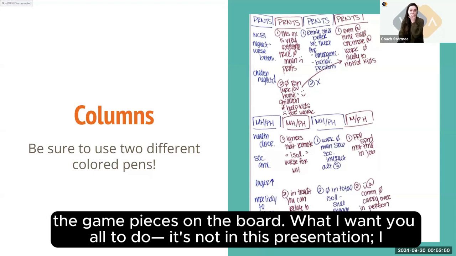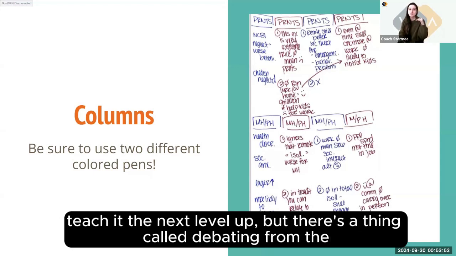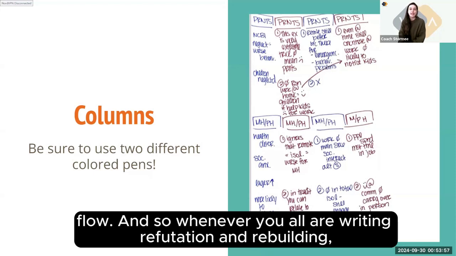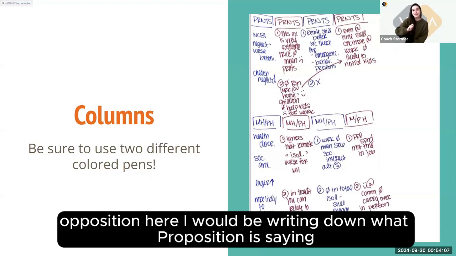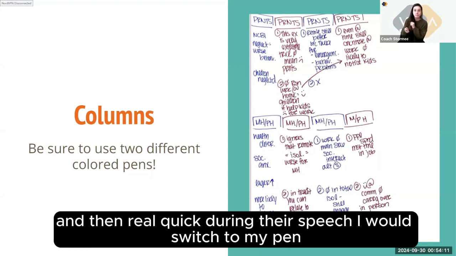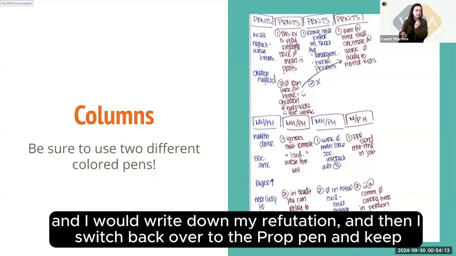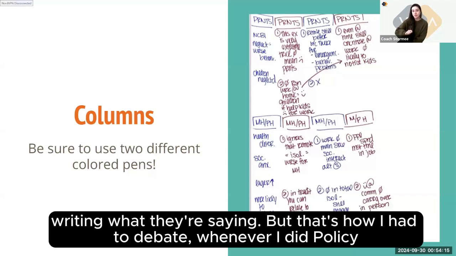What I want you all to do, it's not in this presentation. I teach at the next level up, but there's a thing called debating from the flow. Whenever you all are writing refutation and rebuilding, you should be writing it on your flow. So if I were the first opposition here, I would be writing down what proposition is saying. And then real quick during their speech, I would switch to my pen and write down my refutation. And then I'll switch back over to the prop pen and keep writing what they're saying.